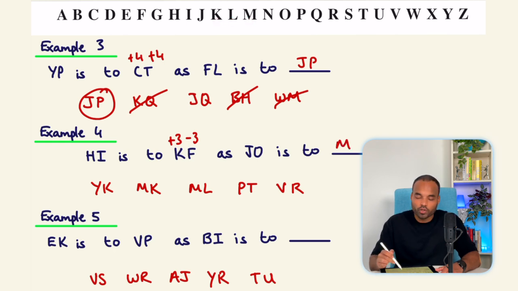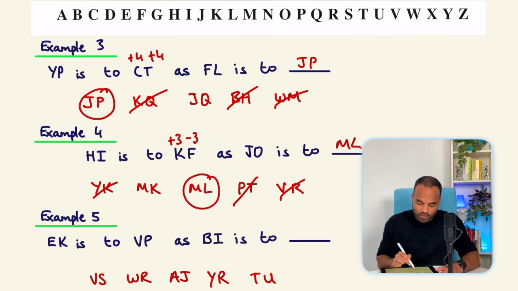Again, just have a quick look at your answer options and see how many you have that start with M. There's 2, so we can rule out the others. We can get rid of that, get rid of that, and get rid of that. And from O, we need to go 3 places back. So 1, 2, 3. And so our answer should be ML.